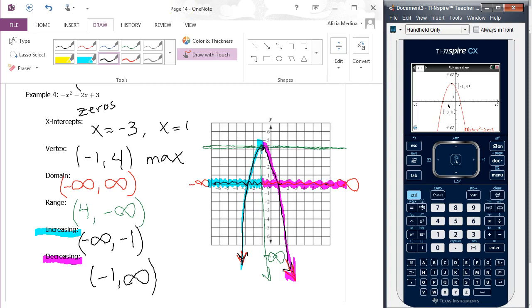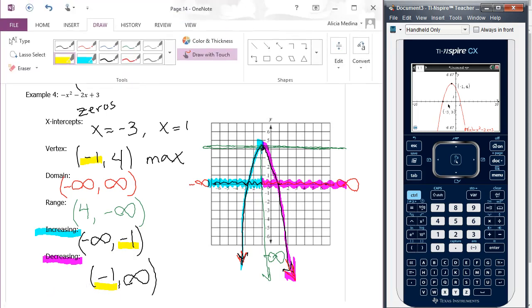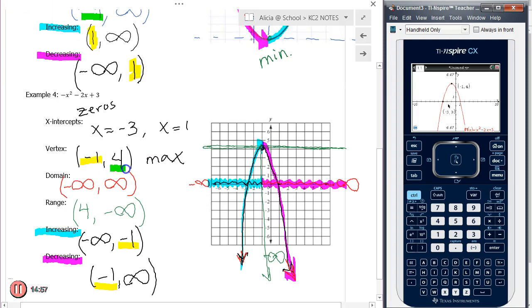Again, you see those same things appear where the x value of my vertex is the same value I'm using for increasing and decreasing. Just like when I have a value of 4 for my y in my vertex, that's the same y value I'm using in my range. So if you can make note of that, it kind of helps you. I know it's a lot of colors, but colors definitely help when we're trying to figure out increasing and decreasing.